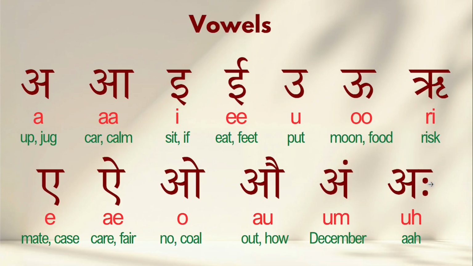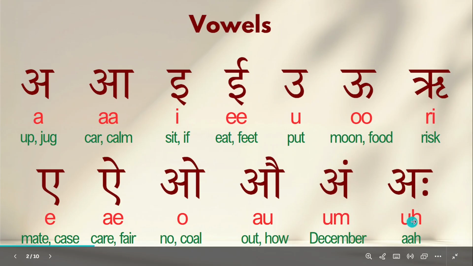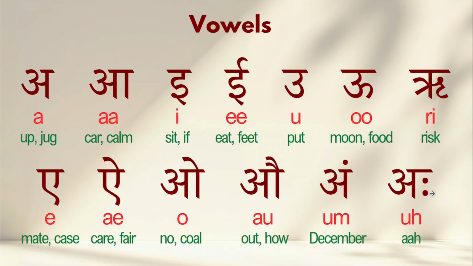So when you say that sound, it'll be like ma, sa, da, na, ka. These are not words, but I'm just trying to explain how the sound will be there. So once again, that's a, i, u, ri, a, i, o, au, aha.